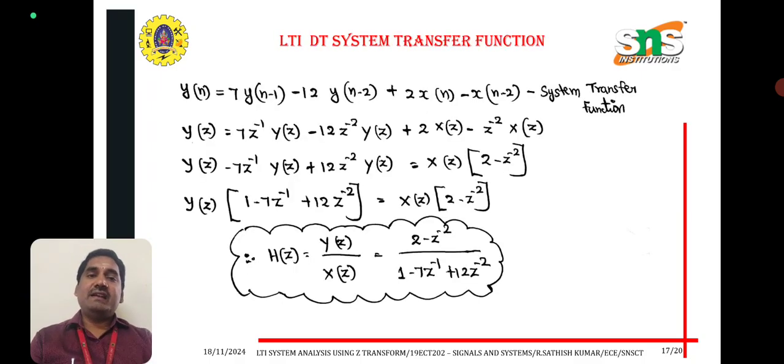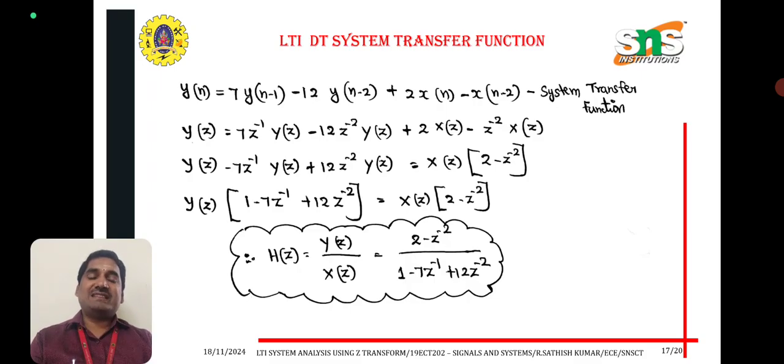Next, linear time invariant discrete time system transfer function. For the difference equation, how to calculate the system transfer function. Y of n is equal to 7 into y of n minus 1 minus 12 into y of n minus 2 plus 2 into x of n minus x of n minus 2. We can apply the z transform. Y of z is equal to 7 into z inverse into y of z minus 12 into z power minus 2 into y of z plus 2 into x of z minus z power minus 2 into x of z.